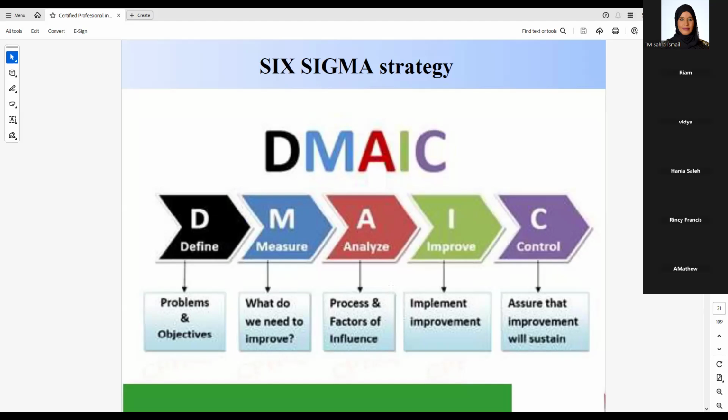You can use all kinds of models of improvement, either fishbone, either lean, either 5S, whatever you can use under the DMAIC. It's the big umbrella. The DMAIC is the big umbrella for all of these improvement methods.